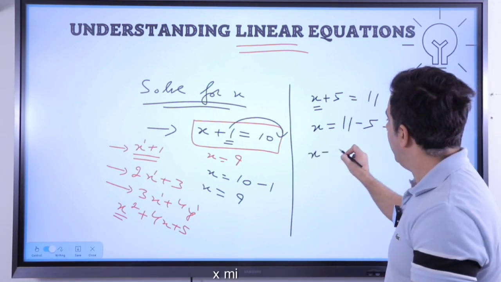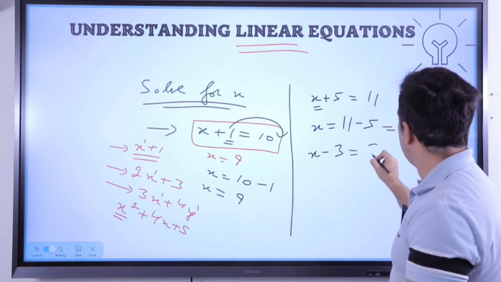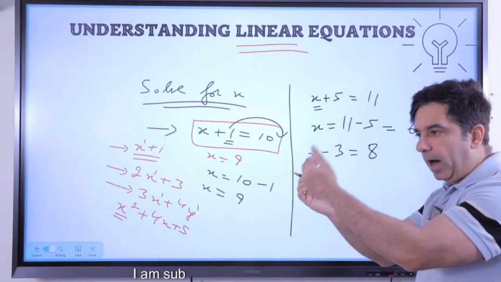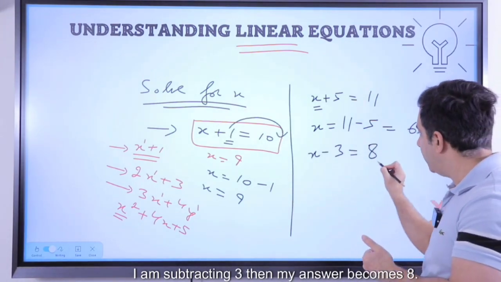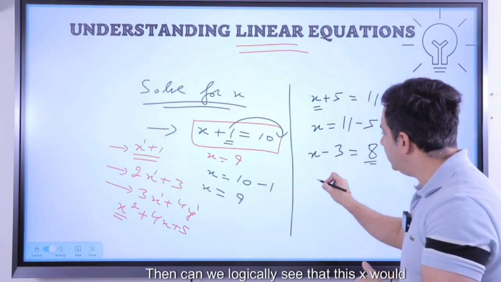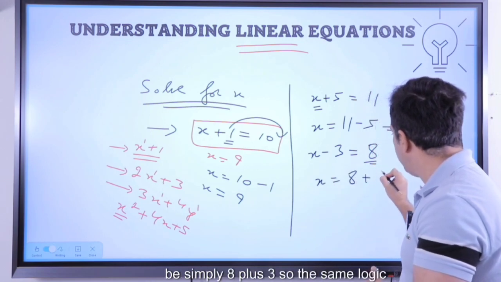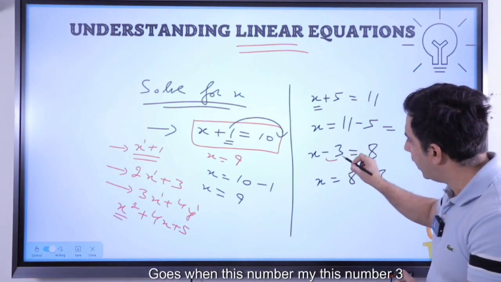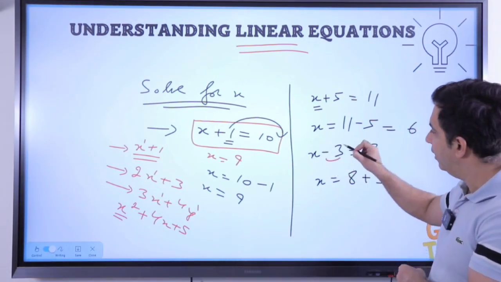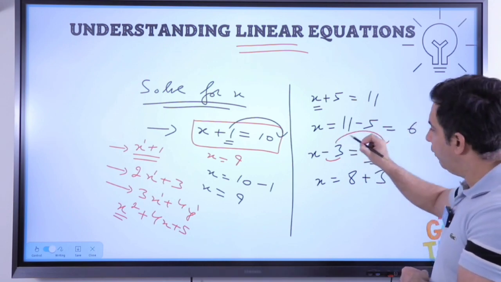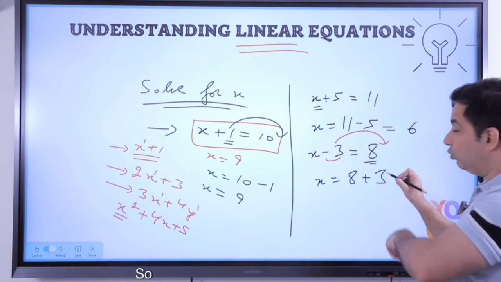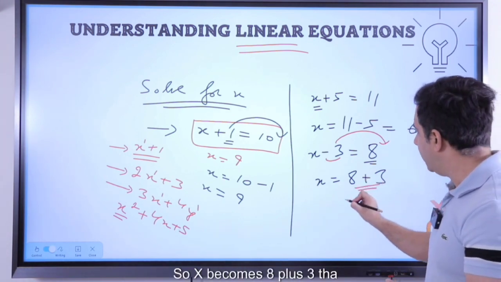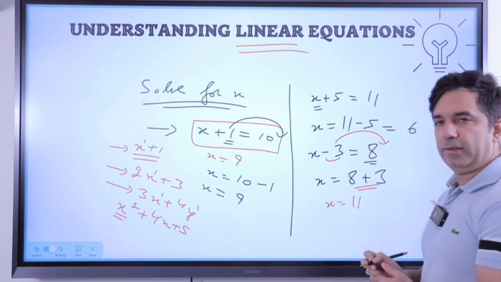Or x minus 3 is equal to 8, let's say. If from some number x I am subtracting 3, then my answer becomes 8. Then can we logically see that this x would be simply 8 plus 3? The same logic goes when this number 3, which is being subtracted over here, I take to this side: from minus 3 it becomes plus 3. So just remember this understanding, because we are going to use this very frequently. So x becomes 8 plus 3, that is 11.